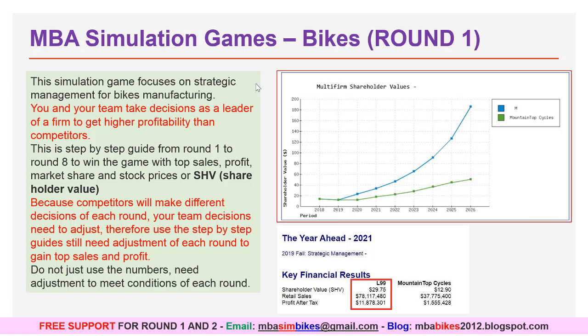Now we come to the overview and detailed decisions for round 1 of the MBA simulation game. This simulation game focuses on strategic management for bike manufacturing. You and your team make decisions as the leaders of a firm to get higher profitability than competitors.